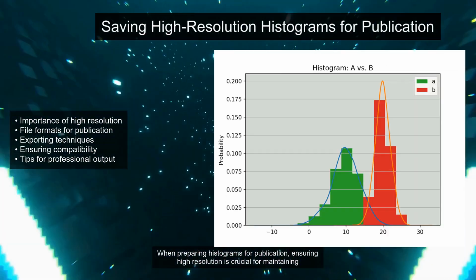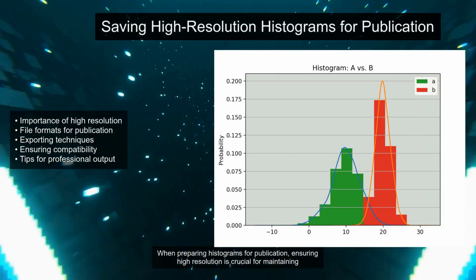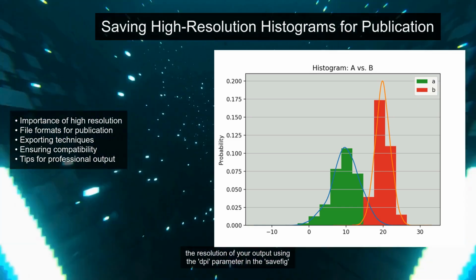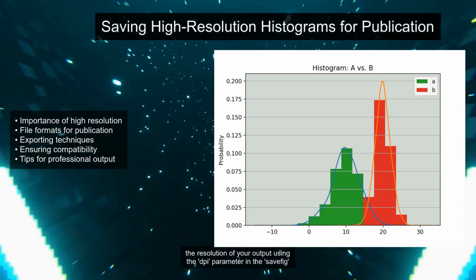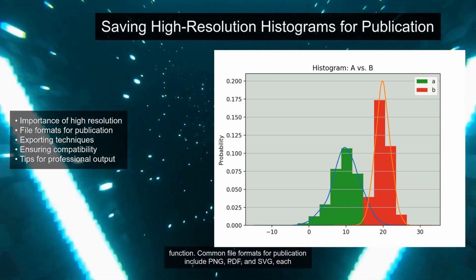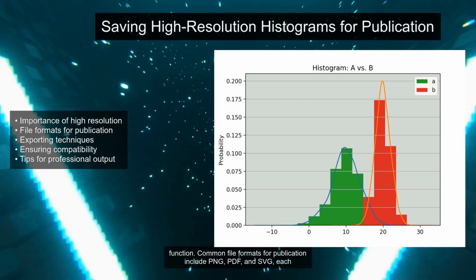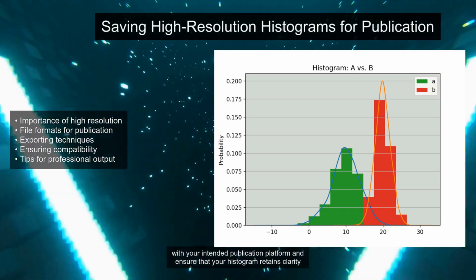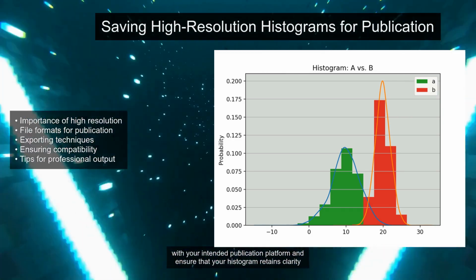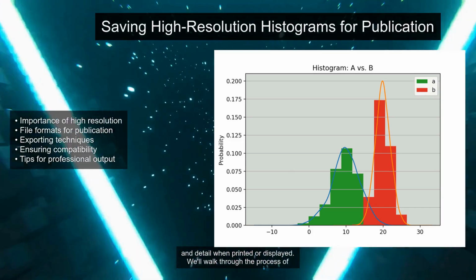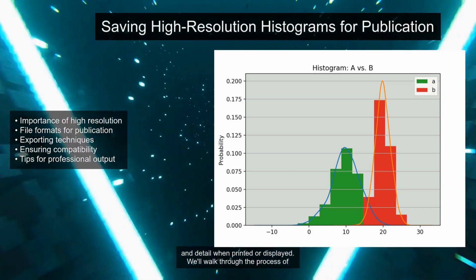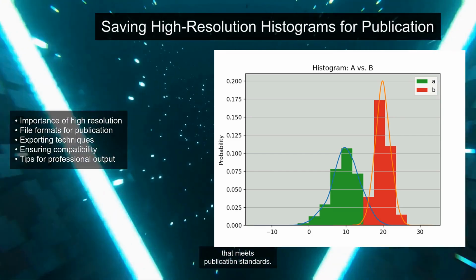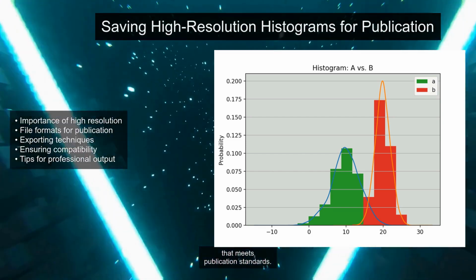When preparing histograms for publication, ensuring high resolution is crucial for maintaining the quality and professionalism of your visualizations. In Matplotlib, you can specify the resolution of your output using the dpi parameter in the savefig function. Common file formats for publication include PNG, PDF, and SVG, each offering different benefits depending on your needs. It's important to consider compatibility with your intended publication platform and ensure that your histogram retains clarity and detail when printed or displayed. We'll walk through the process of exporting high-resolution histograms, highlighting key considerations and tips for achieving professional-grade output that meets publication standards.